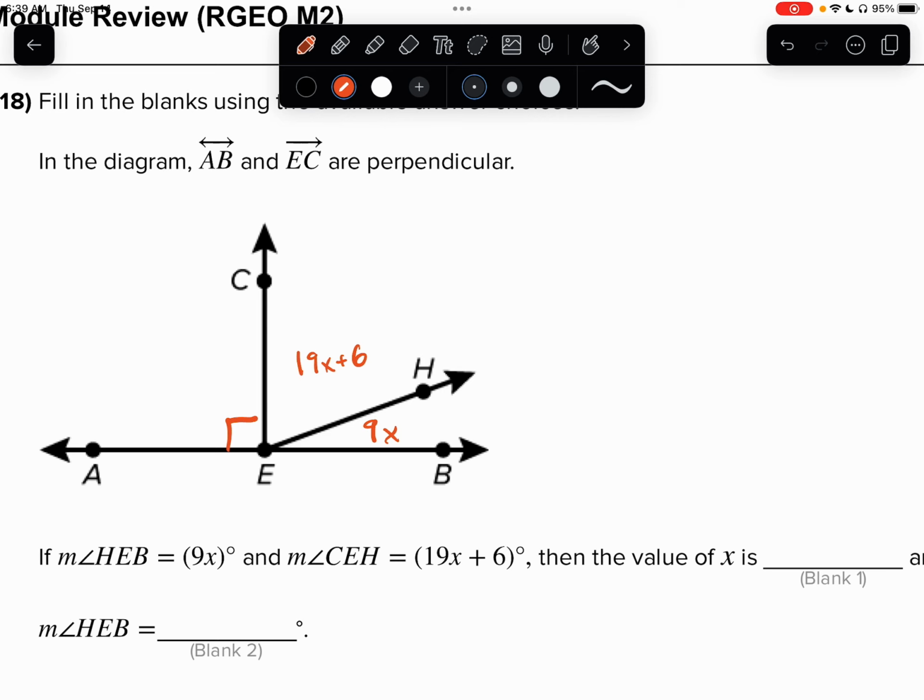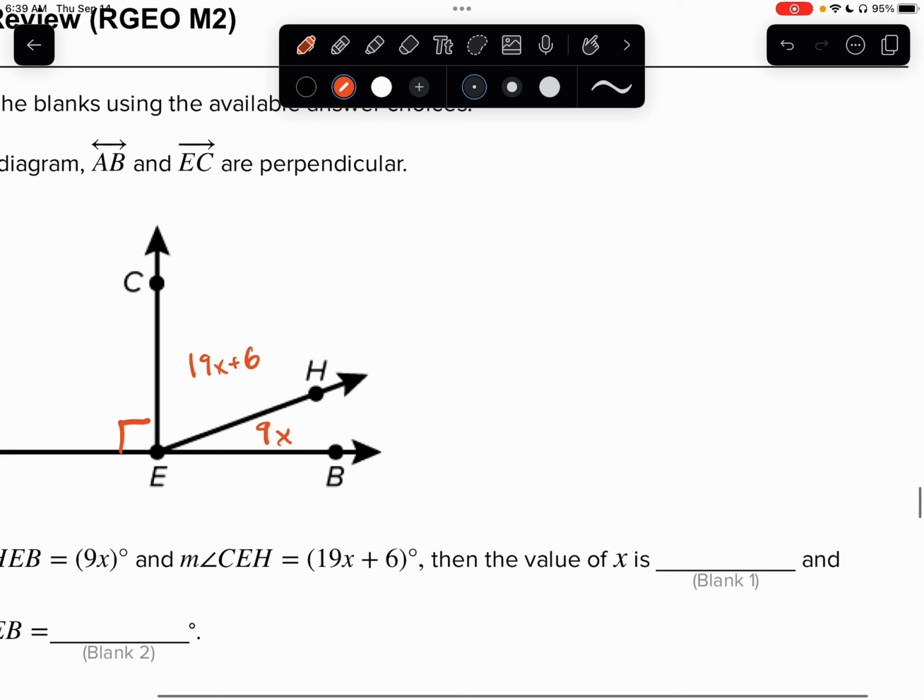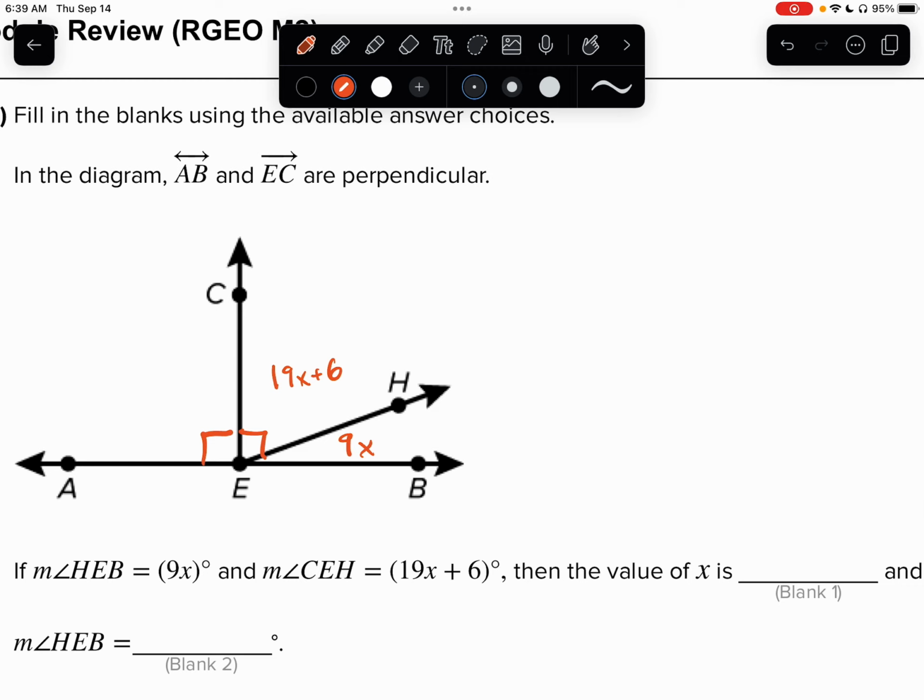So this one I do have to solve for x. So I'm going to add them up to 90, because I can see that this is a 90-degree angle. I could do this plus 90 equals 180, but I don't need to do that. I just know that if this is the 90-degree angle, this is a 90-degree angle. Therefore, it's just 90 degrees.